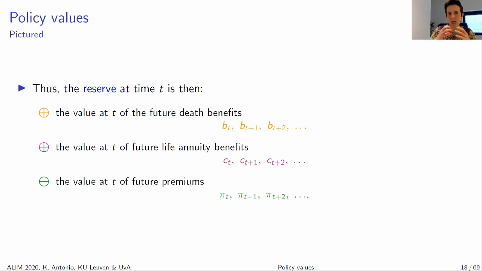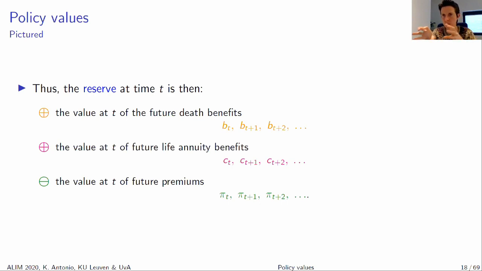So that means that things I need to pay to my policyholders contribute in a positive way to this policy value at time t, and income that I will receive from my policyholders contributes with a minus, so it decreases the policy value at time t. That's the setting in the alive-dead model. That's the setting for a very simple life insurance contract.